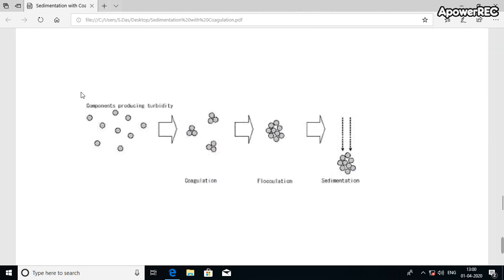Obviously, you can see what actually happens in the case of coagulation and flocculation. The components producing turbidity are moving. When the alum is added, they come to a neutralized state. That means from negatively charged particles, they become neutralized particles. Then they come together to form bigger particles, which is the process known as flocculation, and then they settle under the force of gravity.